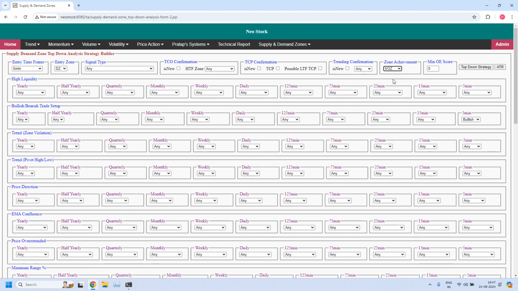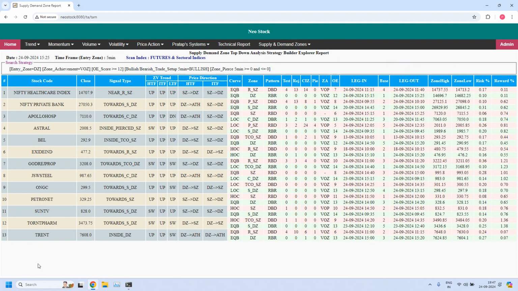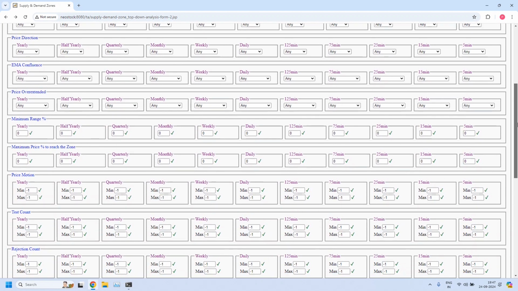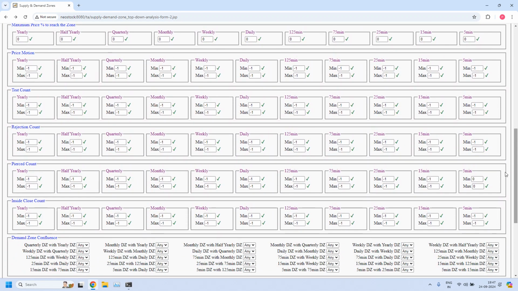Zone achievement violated opposing zone. Minimum odd enhancer score is 12. All the 3 filters are applied to 5 minutes demand zone. Let's verify. 13 stocks are filtered. All these 13 stocks are currently supporting bullish trade setup for hourly income trade. That is entry time frame 5 minutes. Now let's verify out of these 13 how many are having a 15 minutes demand zone confluence. So 5 minutes demand zone with 15 minutes demand zone confluence, I am enabling the filter.